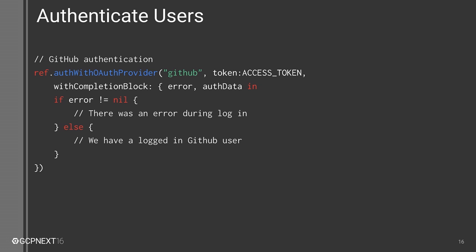Let's take a look at some code here. In this example, we're using GitHub authentication. So we just call the method authWithOAuthProvider. We pass it the provider we want to use. In this case, it's GitHub. We'll pass it our access token. And then this is going to return either an error or an auth data object. The auth data will contain a bunch of data from the GitHub user's profile.